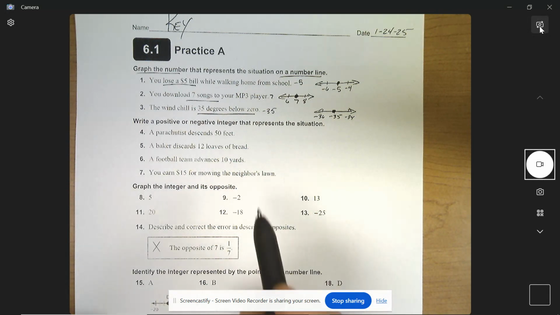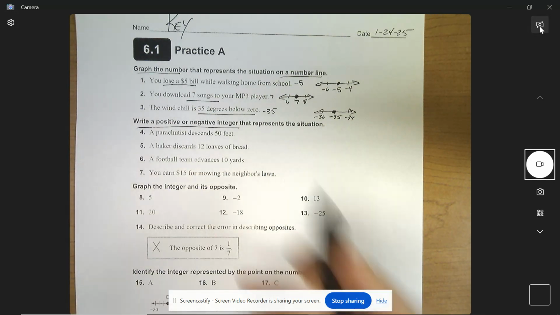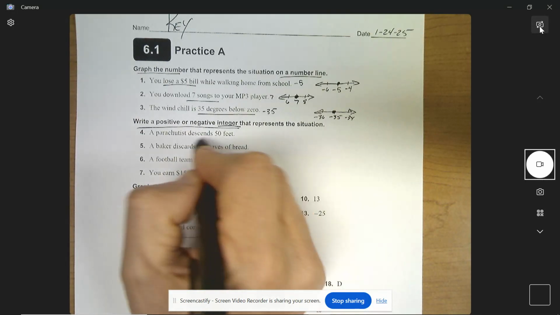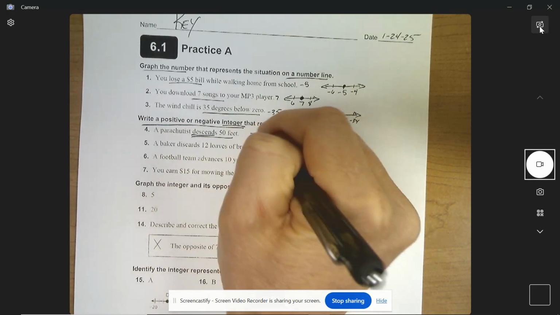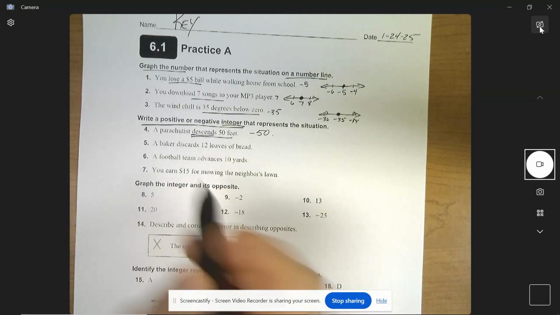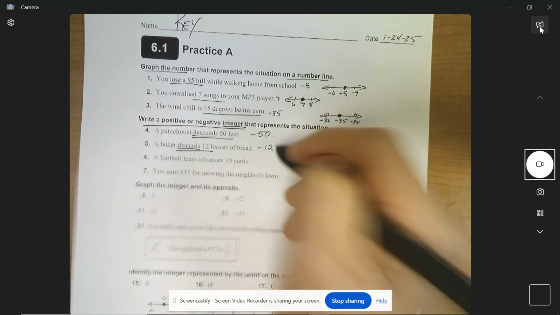Now this one, it just says write a positive or negative integer. So we're just writing the number for these. So a parachutist descends. That means we're going down. We're going down 50. All right, you could label that 50 feet. A baker discards. That means they get rid of. So they have fewer.